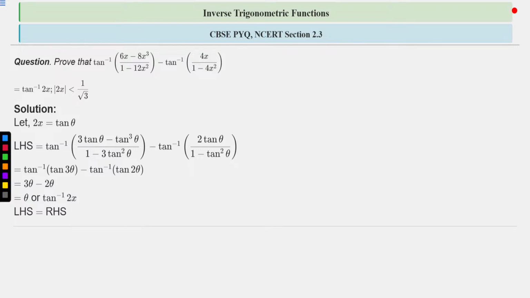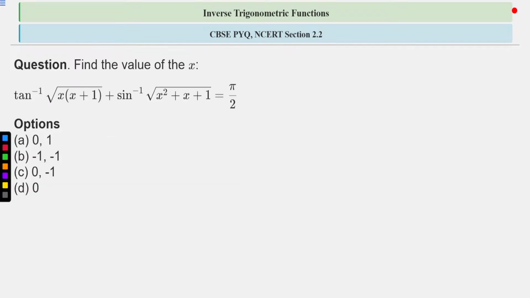Okay, so let us move to the next question. The next question says, find the value of x when tan inverse root over x into x plus 1 plus sine inverse root over x square plus x plus 1 is equal to pi by 2. Clear? So the given expression is tan inverse root over x into x plus 1 plus sine inverse root over x square plus x plus 1 is equal to pi by 2.